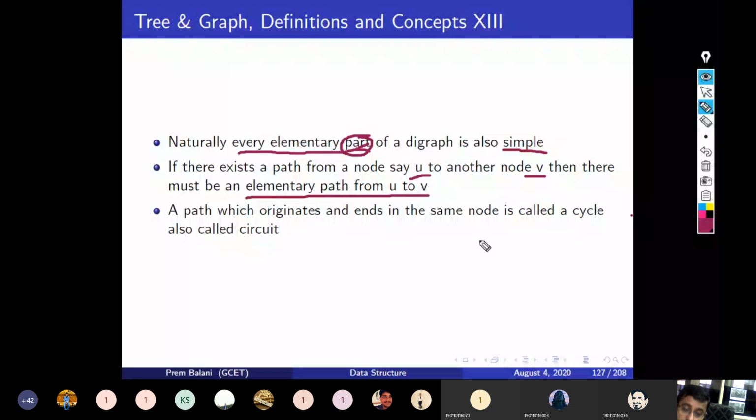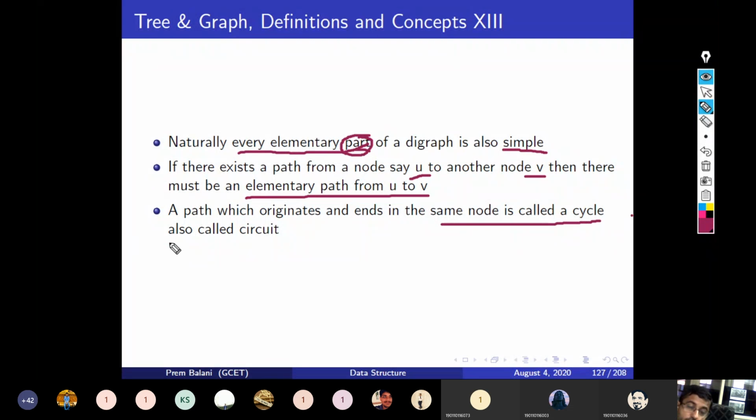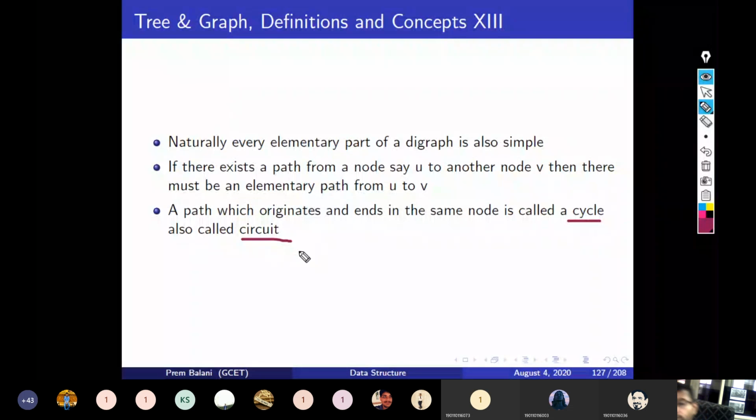You may be going from one node to another node through non-elementary paths also, but there would be an elementary path. And a path which originates and ends in the same node is called a cycle, or also called a circuit, right? A cycle or a circuit. So let's go ahead.